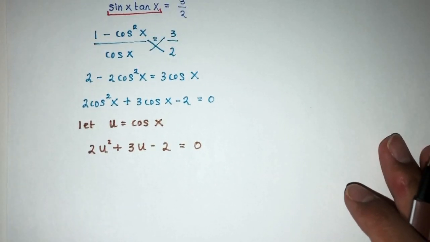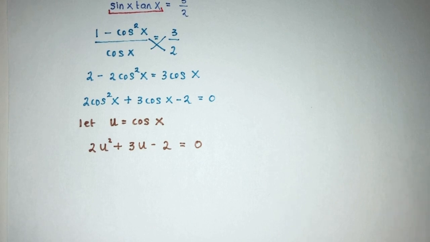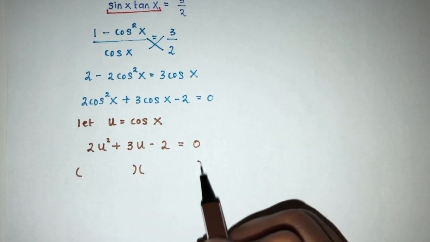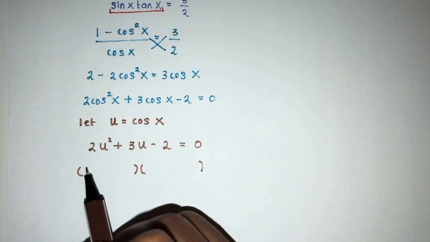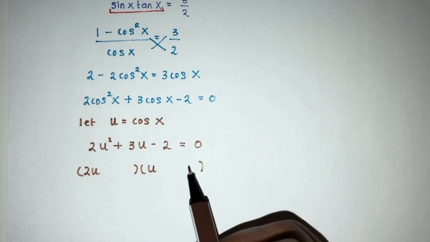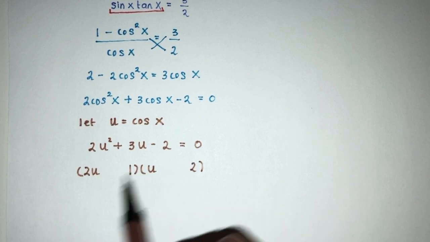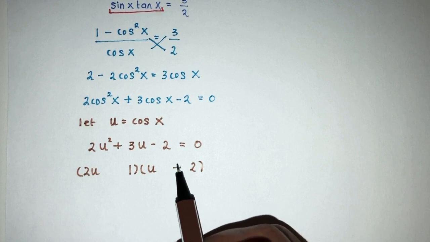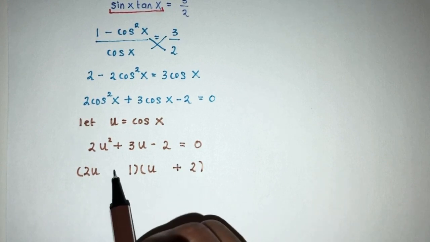You can solve using factorization, or you can solve using the formula. So I will use factorization because I like doing it that way. You will have 2u squared is 2u times u. 2 is 2 times 1. We can put 2 here and 1 here. We want to have plus 3, so 2u times plus 2, that will be plus 4, minus 1, that will be plus 3.